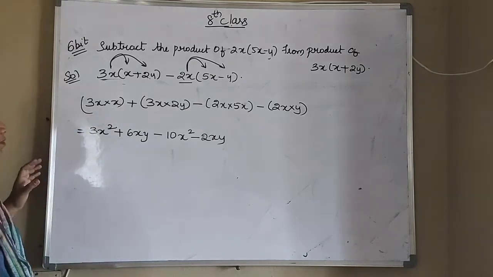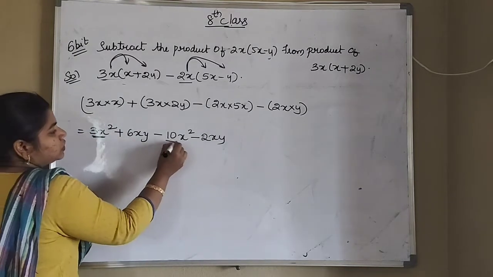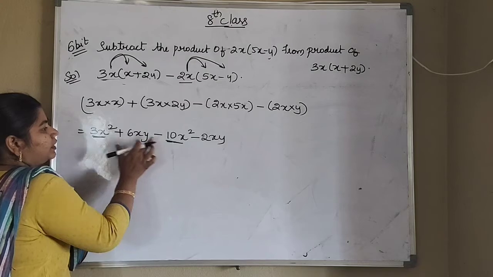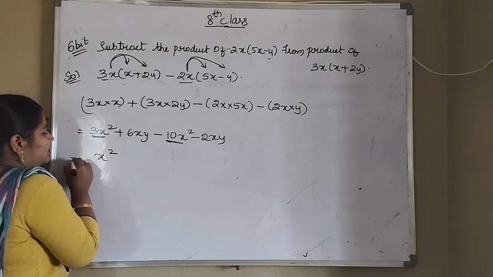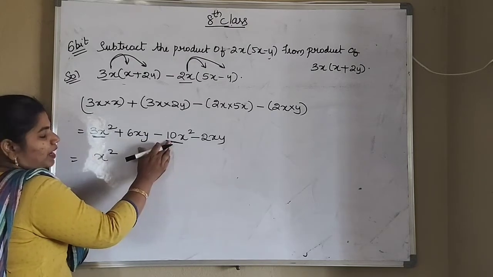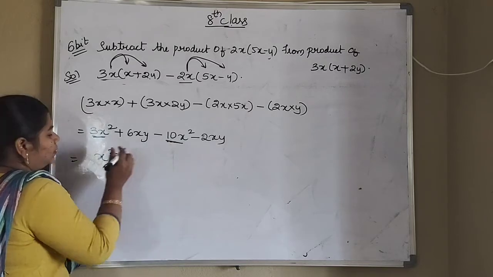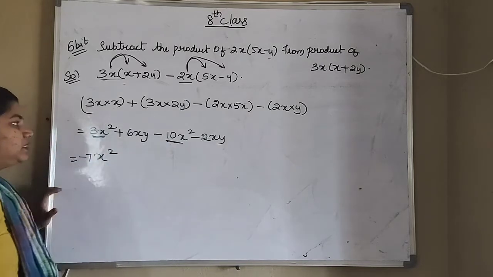So we will see the like terms here. This x square, this is also x square. So these two are like terms. So x square I am writing as it is. 3 minus 10 will be minus 7x square.